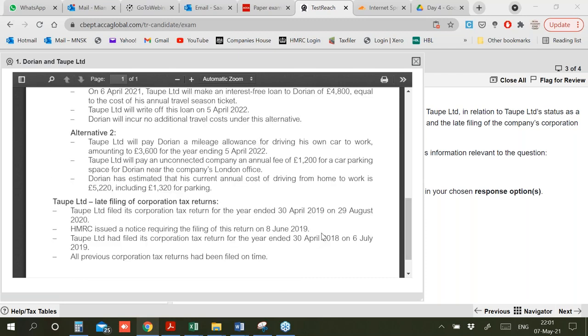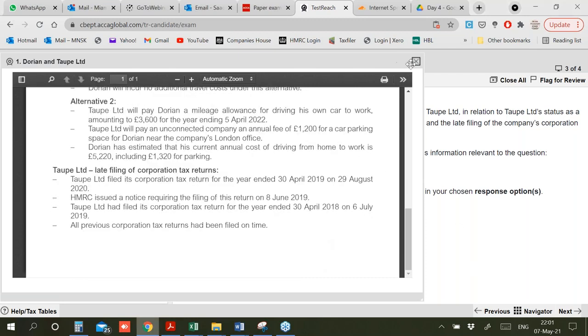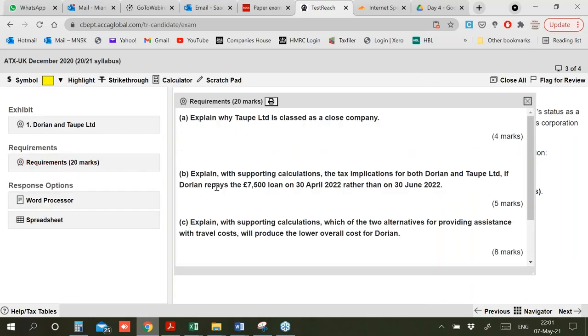Now, let's read the requirement again related to the loan so that I can confirm what I have to answer. I've explained why it is a close company, so that part is done. Explain with supporting calculations the tax implications for both D and T Limited if D repays the loan on 30th April rather than on 30th June 2022. So I not only have to explain the tax implications, but also have to tell what will happen if he repays it earlier.